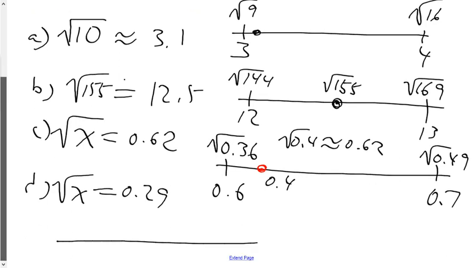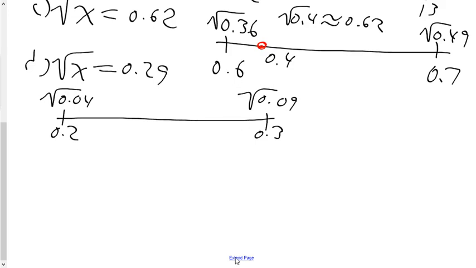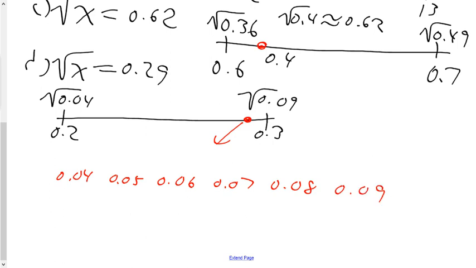And finally, the last one, the square root of what number is equal to 0.29? So if I use my number line, you can tell it's early on a Tuesday morning when I'm having difficulty with this. But the square root of 0.04 is 0.2, and the square root of 0.09 is 0.3. So the square root of what number is 0.29? It's going to be right over here. And if I'm going to estimate, since 0.04, 0.05, 0.06, 0.07, 0.08, and then 0.09 have to fit on that number line, right?